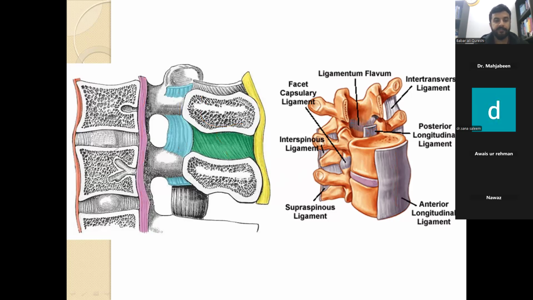Okay, let's repeat it. Why are we talking about the ligaments right now? Because once we start talking about the MRI spine, we have to comment on the integrity of the ligaments. So let's revise it.